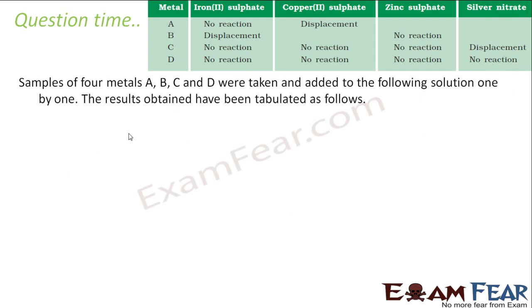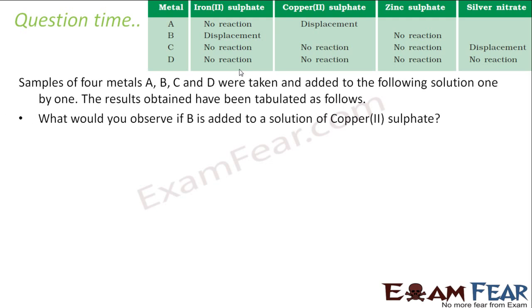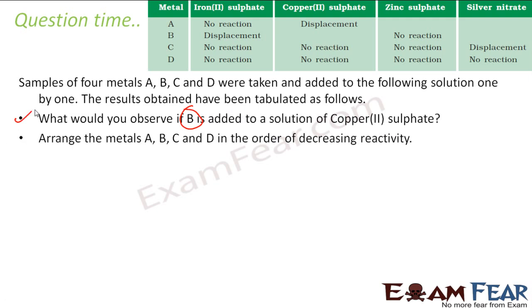The question says a sample of 4 elements were taken and added to the following solution one by one. The following results were obtained, right? So we have to find what do you observe if B is added to copper sulfate solution. This is the first question, and we have to arrange these things in the decreasing order of reactivity. So let's see this properly.